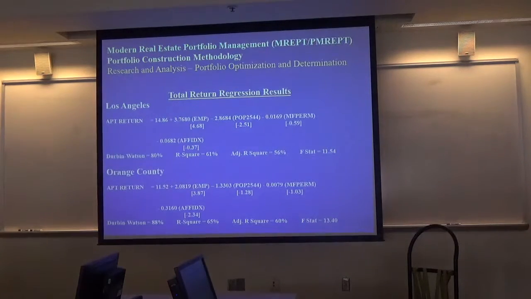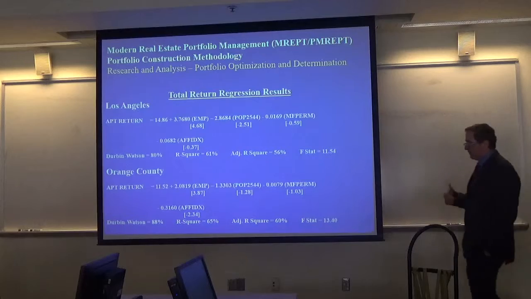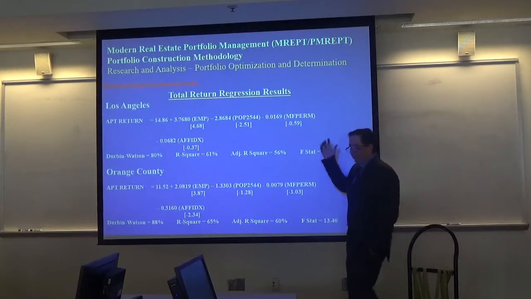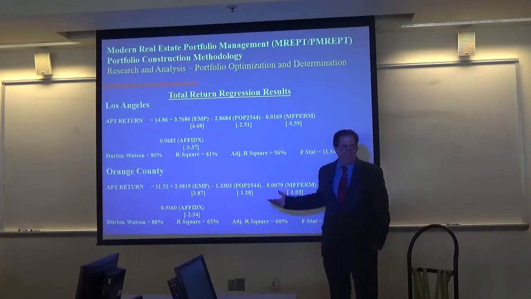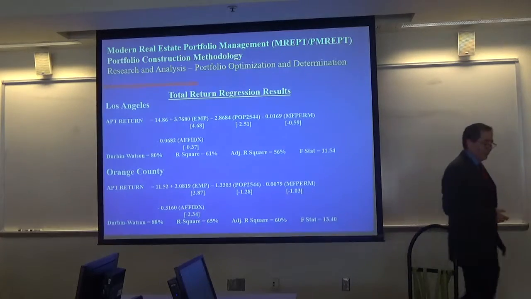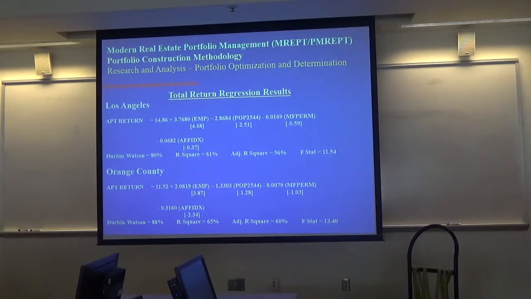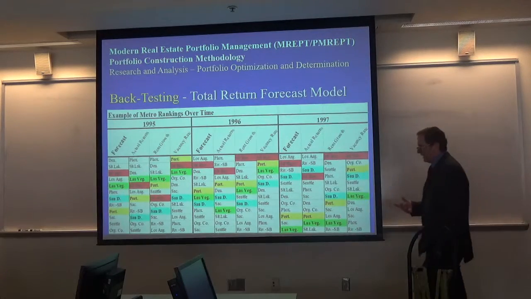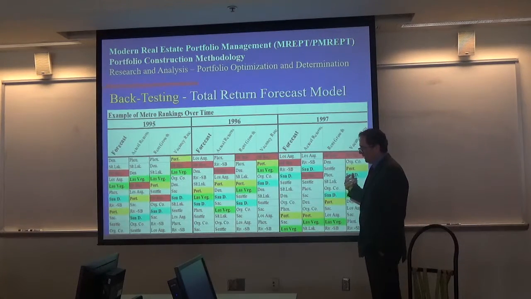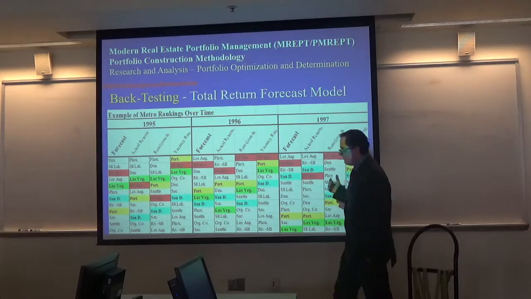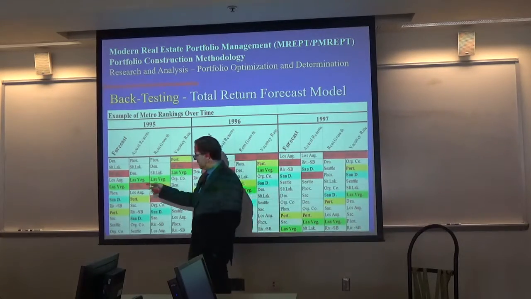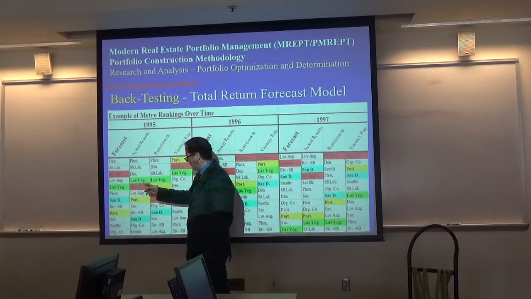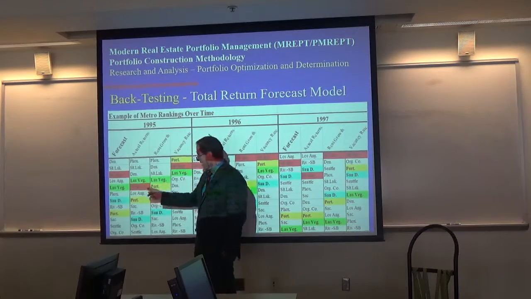And then we basically tested and ran the regression models and forecasted the returns for each of the metro areas using the regression based on the variables that we came up with. And then we back tested the forecast model based on rankings over a sample time period and said, hey, the model was forecasting a high return for the Bay Area. We looked at actual returns, did a good job.